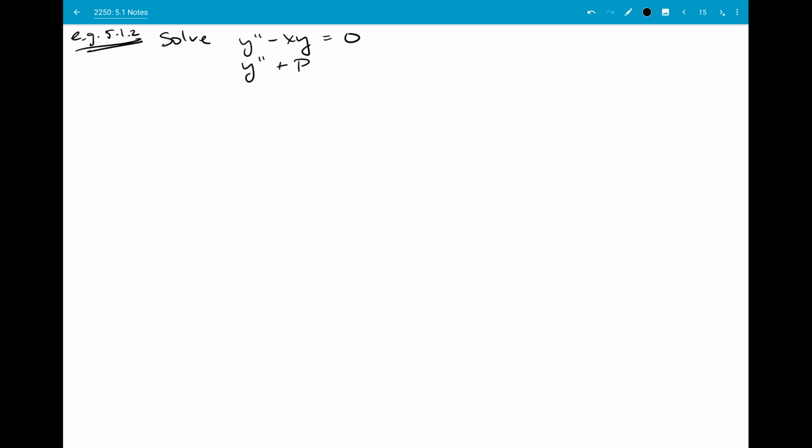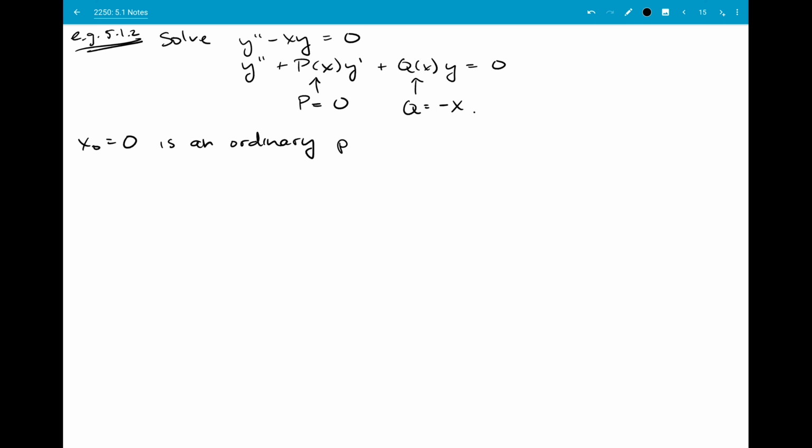And so first I have to think about this format that we said our differential equation would be in. There's nothing in front of my y double primes, that part's fine. I have that my function p of x is just 0, and my function q of x is minus x. So x0 equal to 0 is an ordinary point. I don't really have any problems, so I can go ahead and move forward.